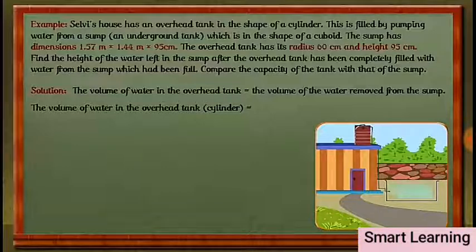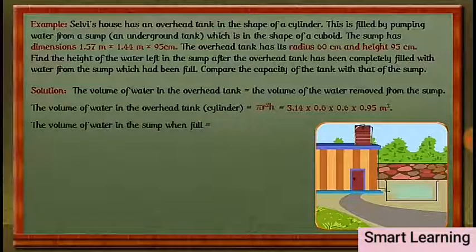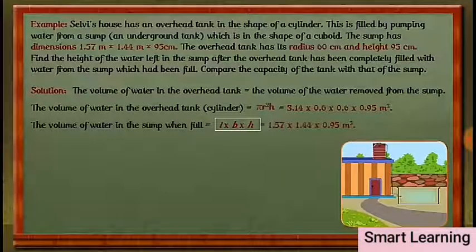Now, the volume of water in the overhead tank cylinder is equal to pi r square h is equal to 3.14 into 0.6 into 0.6 into 0.95 meter cube. The volume of water in the sump when full is equal to L into B into H is equal to 1.57 into 1.44 into 0.95 meter cube.